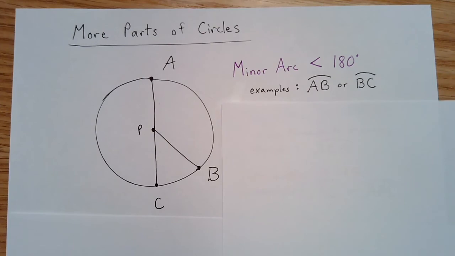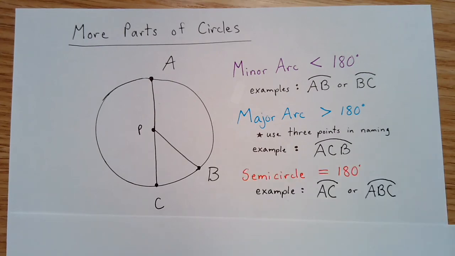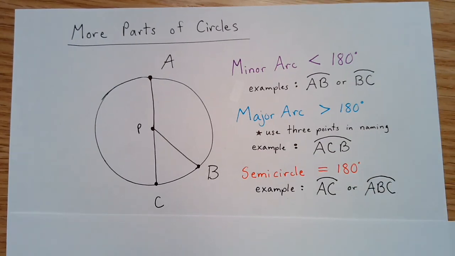If it's more than 180 degrees, that makes it a major arc. Okay, so a major arc is greater than 180 degrees, and we use 3 points in giving it its name. So a major arc on this one would be arc ACB, because it's going to be bigger than 180 degrees. And then our last one is if it's exactly 180 degrees. We call that a semicircle. Semicircle is when it's exactly 180 degrees, and you can use 2 points or 3 points in naming a semicircle.